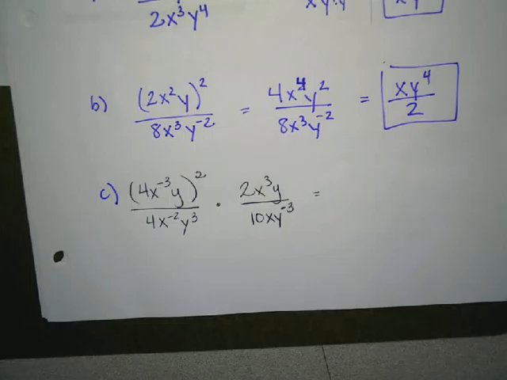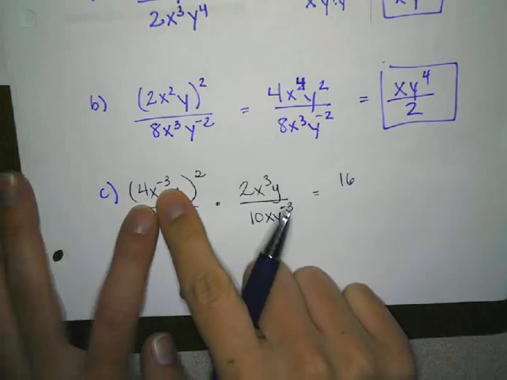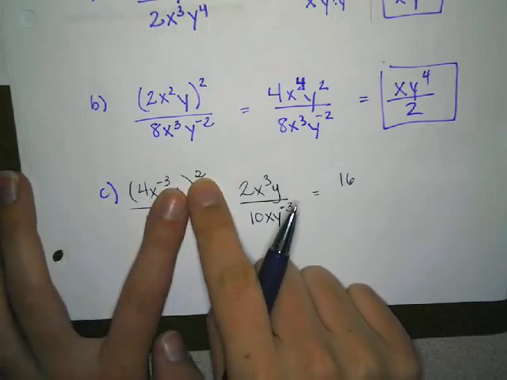Can someone tell me what to do with that? The 2 is a square. Distribute. And you have to make sure you distribute to each term. So what is 4 squared if I distribute to the 4? 16. Okay, so I can write that as 16. And then x to the negative 3 squared. Remember, that's a power on a power situation.